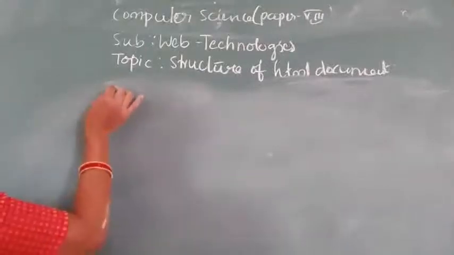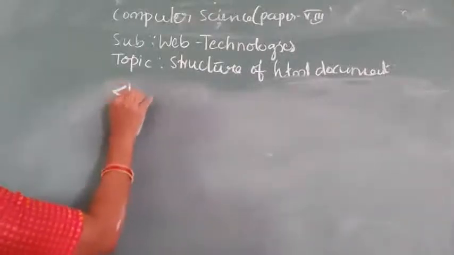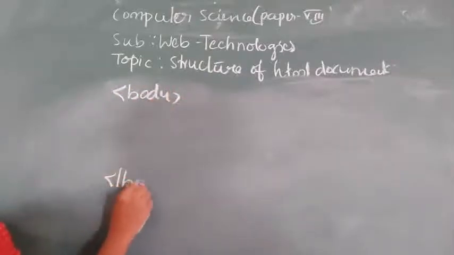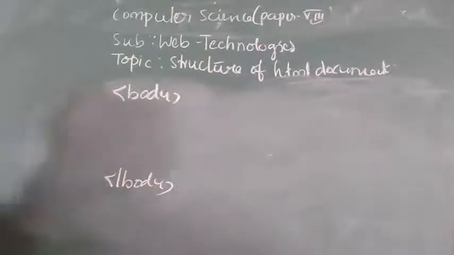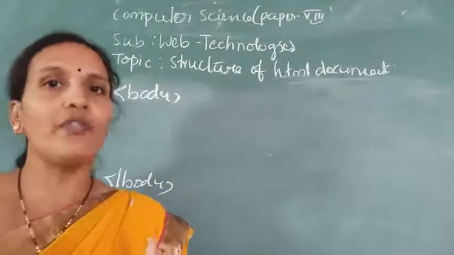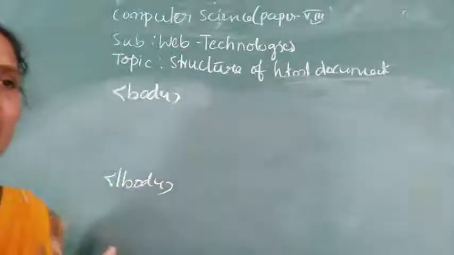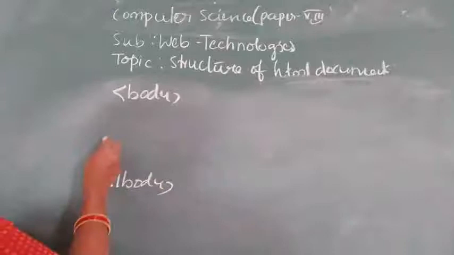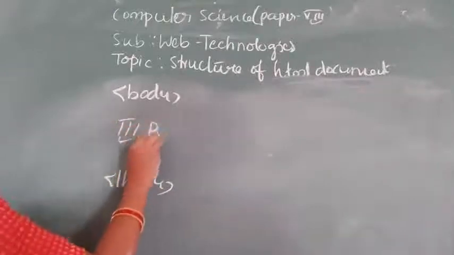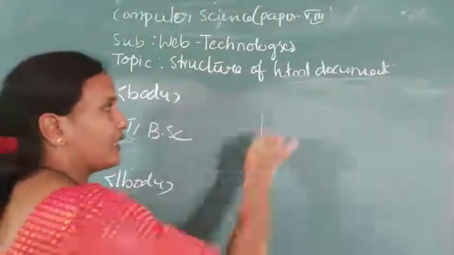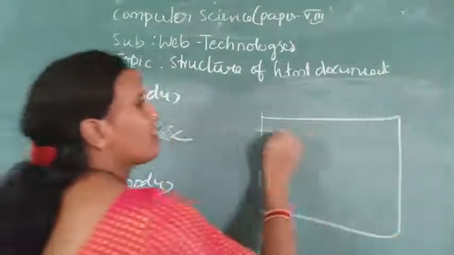So in HTML, what is the next section? Body section. So body section starts with the body opening tag and it ends with the body closing tag. Whatever content you want to display on the browser window should be part of the body section. So that content you are supposed to include between the body opening and closing. Example, here I want to include third BSc. So this content is displayed in the document area.